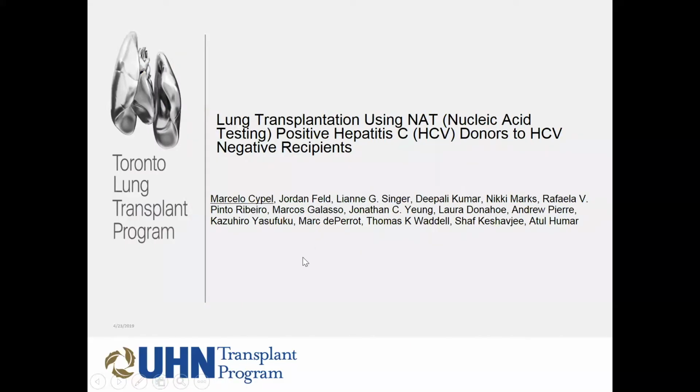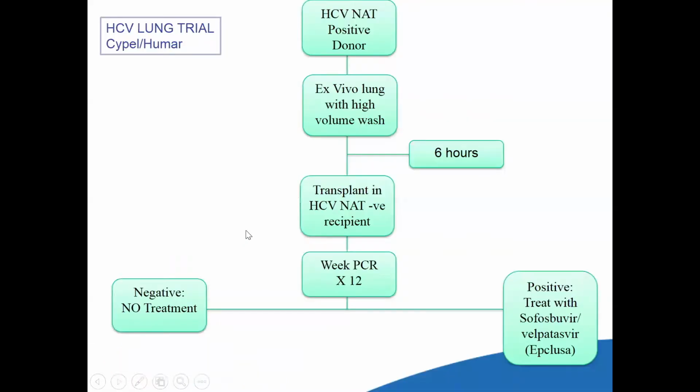Initially it was focused on lung transplant patients, and we've since expanded it to all the organ types. This was lung transplantation using NAT positive donors to NAT negative recipients, and this was the study flow. We used Hep C NAT positive donors. We did ex vivo on these lungs with the idea that we could potentially, not eliminate the virus, but at least decrease the infectious inoculum. And then we transplanted them into NAT negative recipients.